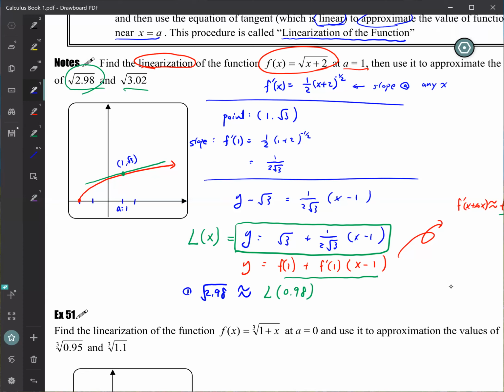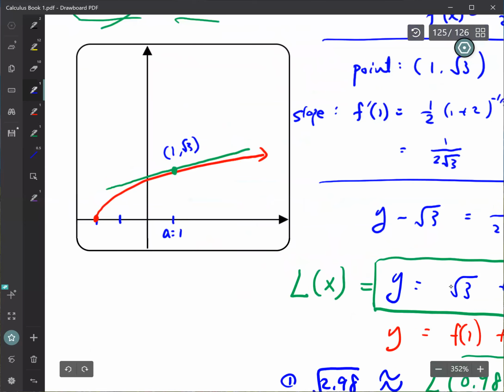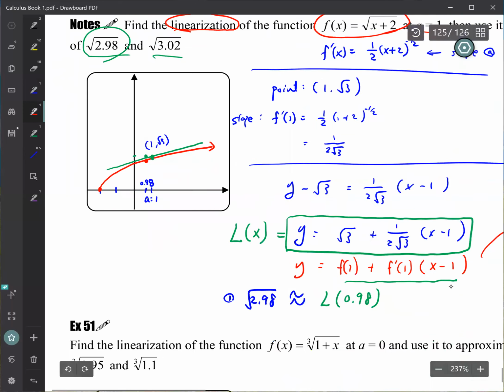Which is on the left side of 1. Okay, 0.98 will be here. The x value is on the left side of 1. So you plug it into the green line, it will give you this green dot, it will give you this y, and then that will be close to the actual one that you want to get. So this one you are doing an overestimate. Any question?